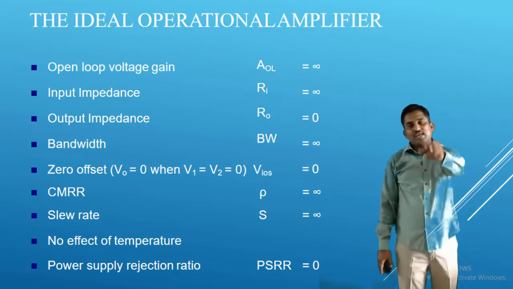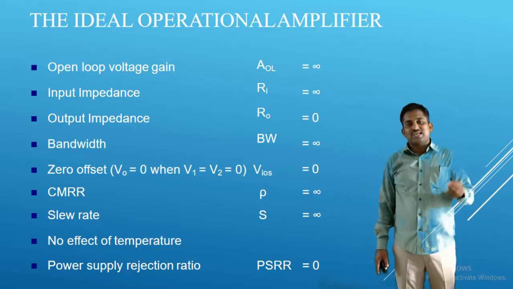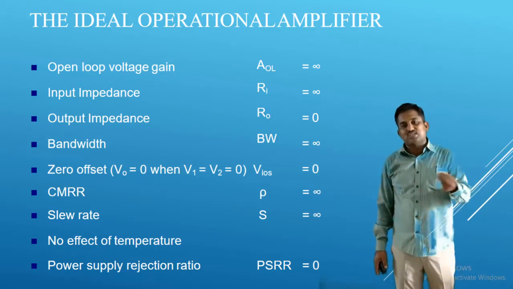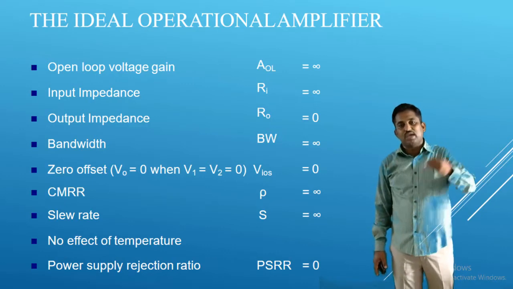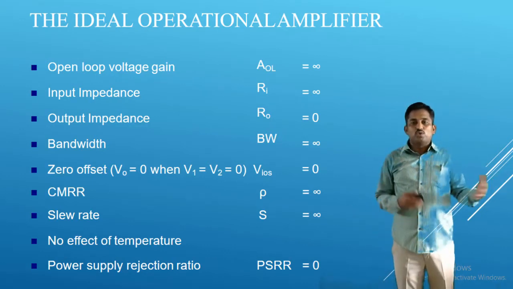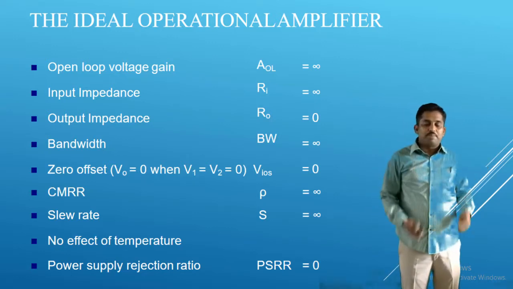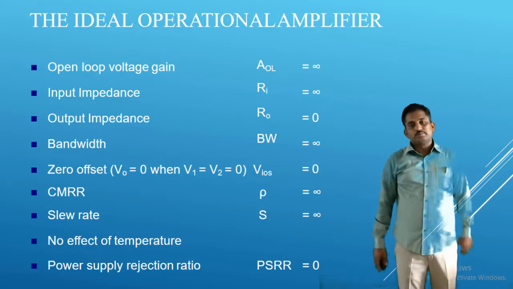And for an ideal op-amp, there will be no input offset voltages, as well as input bias current and input offset currents acting on the input terminals. So the offset voltages as well as offset currents of the ideal op-amp will be equal to 0.